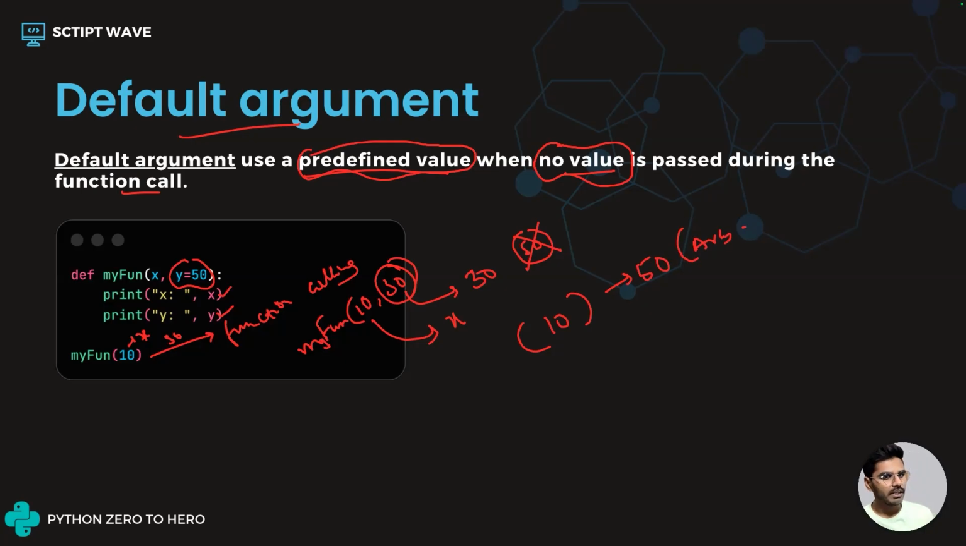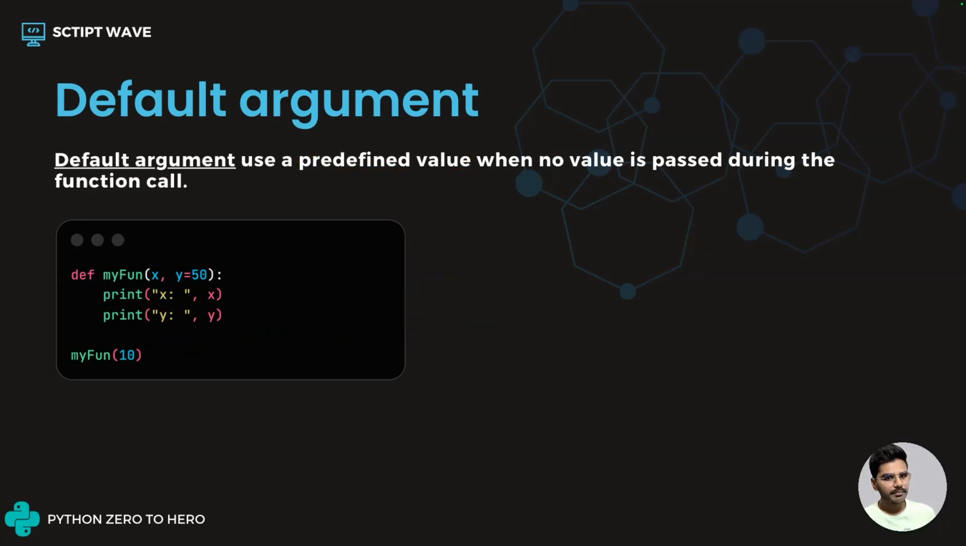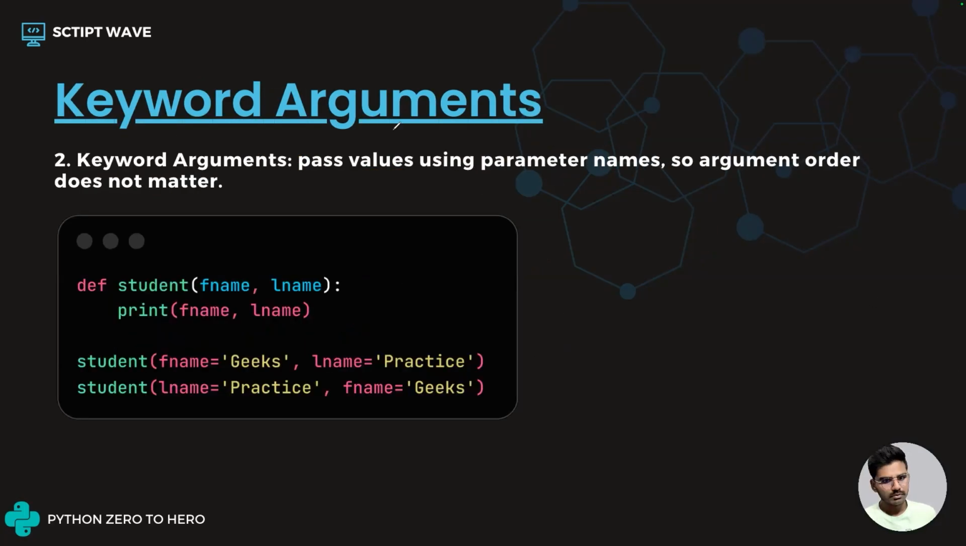Let's move forward and understand the next arguments. The second type of argument is the keyword argument. Here we pass the values using the parameter names, so argument order doesn't matter. Here we have first name and last name, and while we are printing we are saying first name comma last name, to make sure the first name is given at the first and the last name at the last. We give the parameter name and define the arguments. In this case, you can do the other way around as well. You can say L name, that is last name, practice, and F name as geeks. So this is the keyword argument.